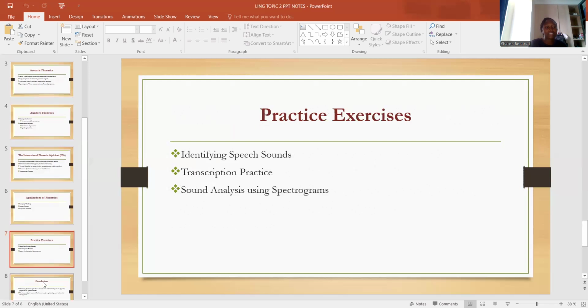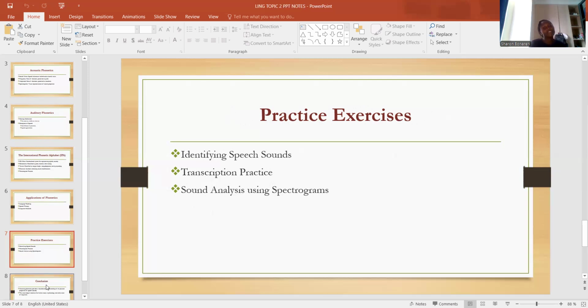And then I think we go to the last thing we'll be talking about, which is practice exercise. In class we'll try to identify speech sounds, do transcription practice, and sound analysis, including how to use spectrograms, the visual aids, in analyzing sounds.